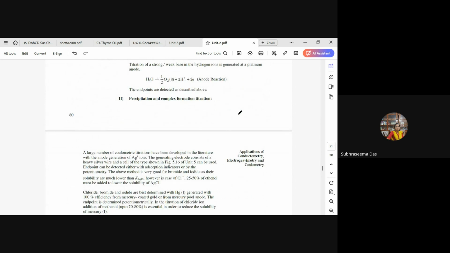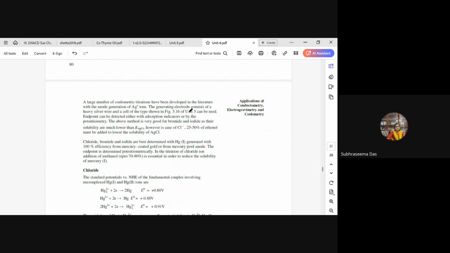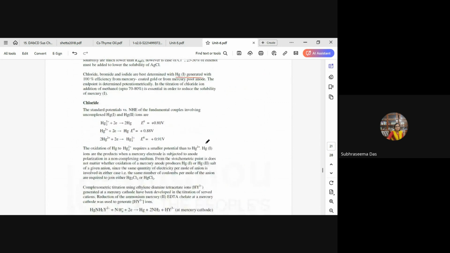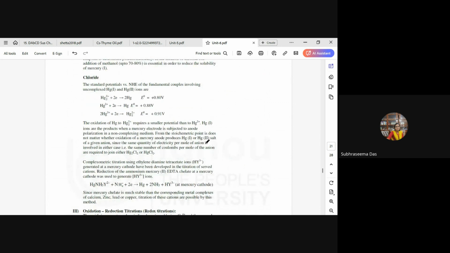Then the use of coulometry in precipitation and complex formation titration. A large number of coulometric titrations have been developed with the anode generation of silver ions. For such purposes, chloride, bromide and iodide are best determined with mercury generated at 100% efficiency from a mercury-coated gold or mercury anode. Then identification of chloride.